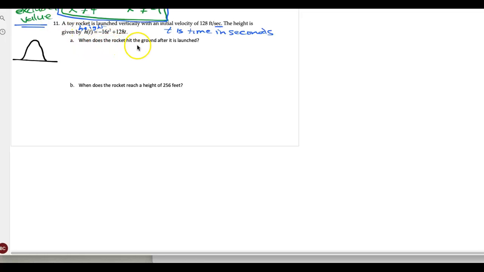Okay. So when does the rocket hit the ground after it is launched, right? So it started on the ground here, and we want to know when it gets back to the ground. So when it's saying when, that's talking about the time, right, in seconds. So we're trying to find t on this, because that's what we want to know, what t is. And what is the height of it?